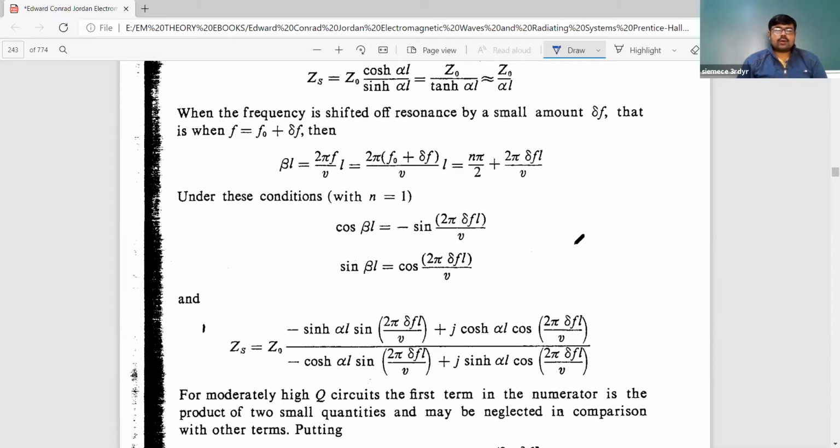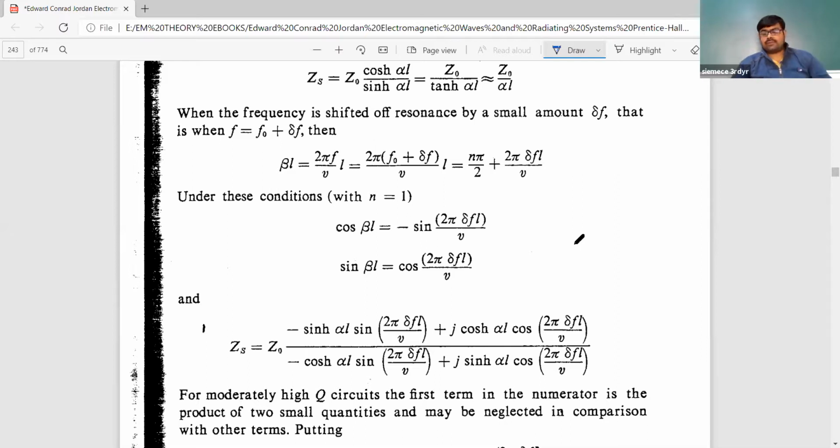And J S equals Z naught times minus sinh alpha L sine of 2 pi delta F L by V plus j cosh alpha L cos 2 pi delta F L by V, divided by minus cosh alpha L sine of 2 pi delta F L by V plus j sinh alpha L cos of 2 pi delta F L by V. So those are the different factors we are getting.